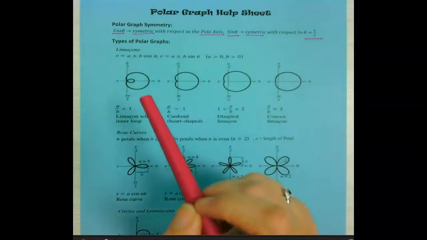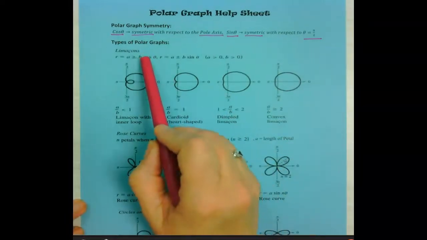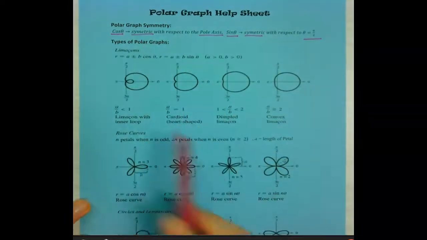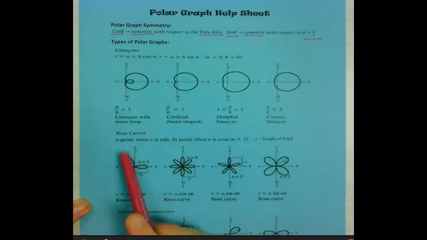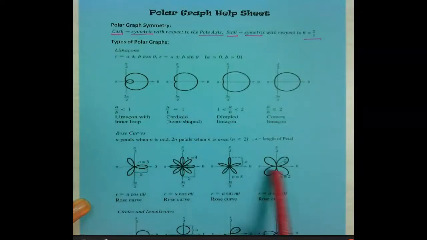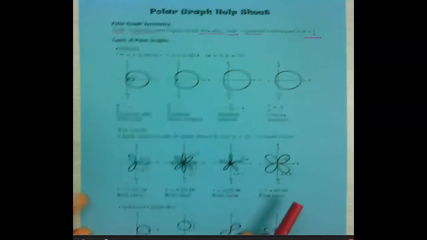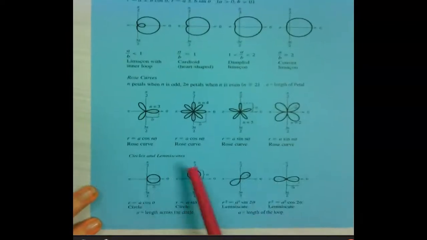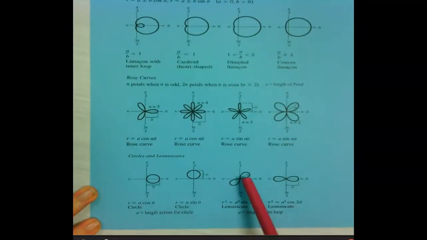So we have different groups of polar graphs. This first one is a limacon, and you can see there are different kinds of limacons. Then we have a rose curve, which makes pretty flower pictures. And then our last group will be circles and lemniscates. This is the one that's like the figure 8s and the circles.